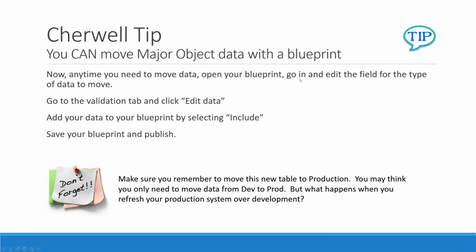I open my blueprint, go in and edit the field for the type of data I want to move. I go to the validation tab, click edit data, add any of my items in, include, and then save my blueprint and publish.